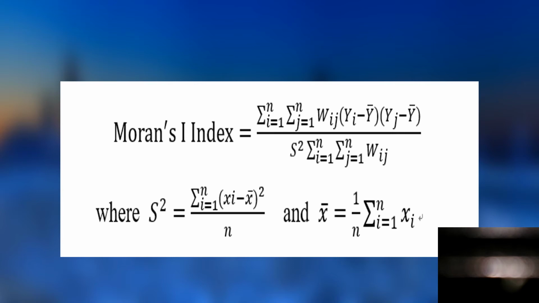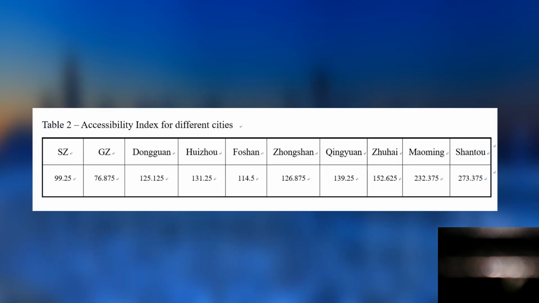As you can see, the most accessible two cities in the Greater Bay Area are Guangzhou and Shenzhen, respectively. And they are the two central cities in the area as well. Also, you can see two cities, Shantou and Maoming, which are the two farthest cities from the central cities. Their index is large, so it means they are not accessible.